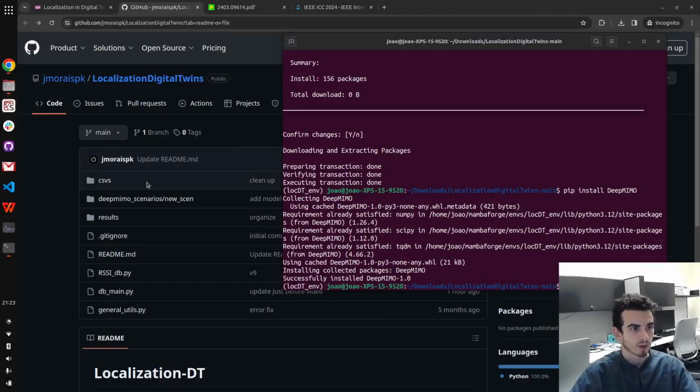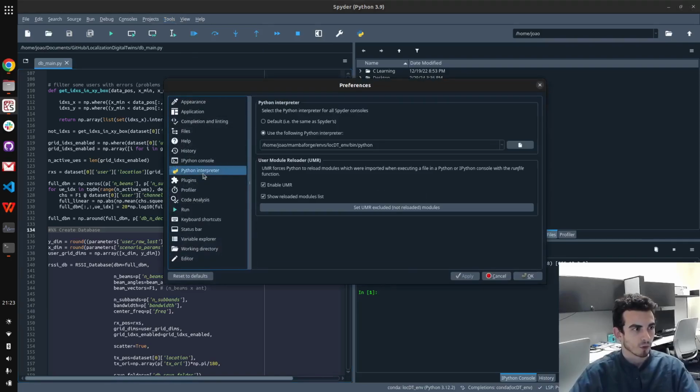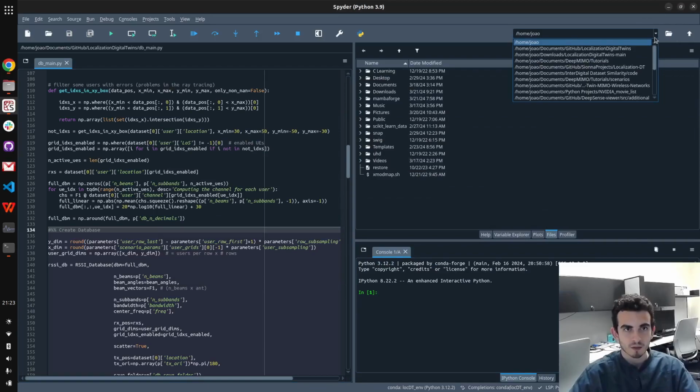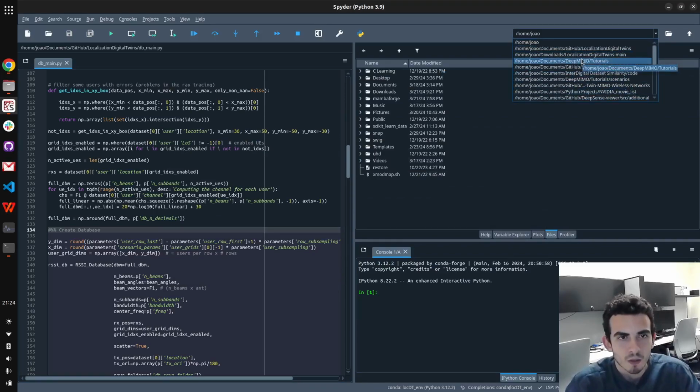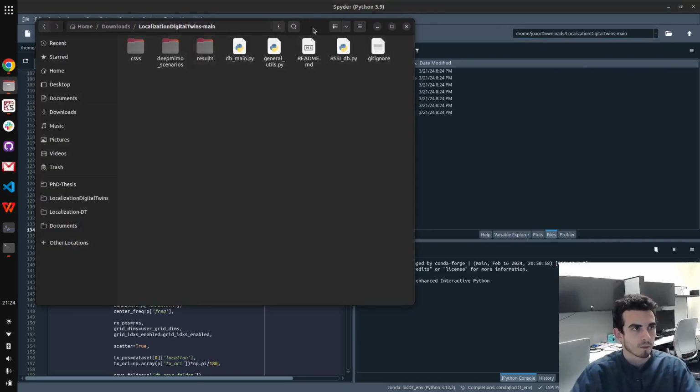So let us open Spyder. Yep, here we are, and let us navigate to the right interpreter, which right now is already enabled, with the right version of Python, although it works for practically all the versions. And then downloads, Digital Twin Main, which is where we are here. Great.